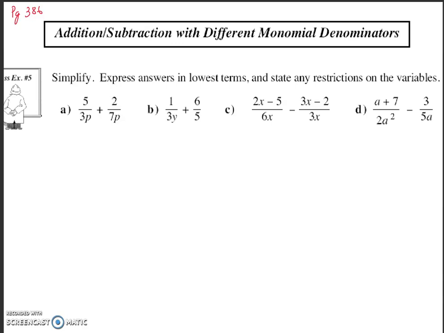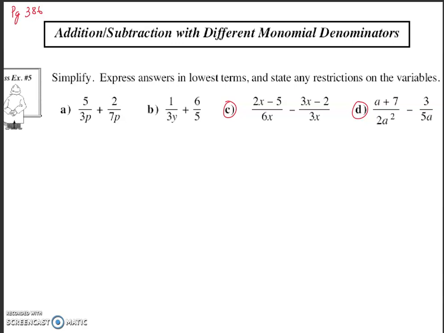All right, so page 386, let's keep working with adding and subtracting rational expressions. In this example, you'll notice that our denominator has variables, and also it has different variables with different numbers. So we're going to have to find our lowest common denominator with them. I'm going to work on these two examples here.